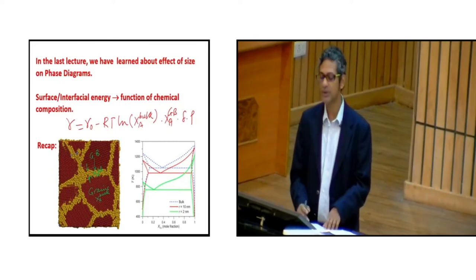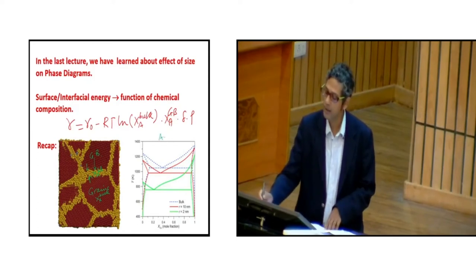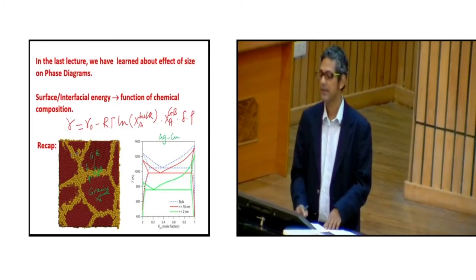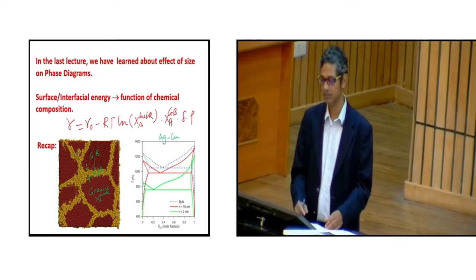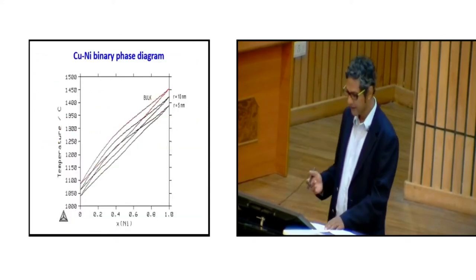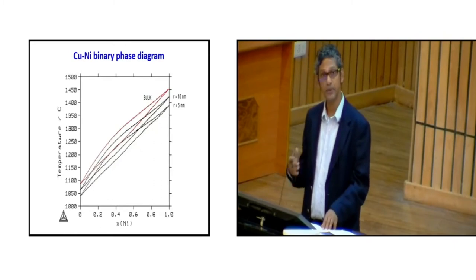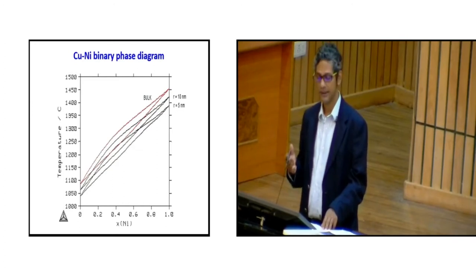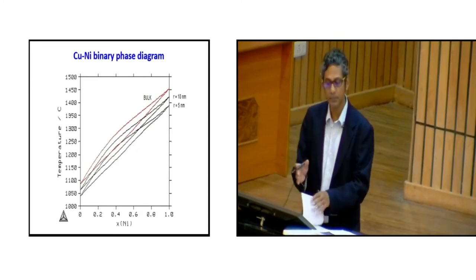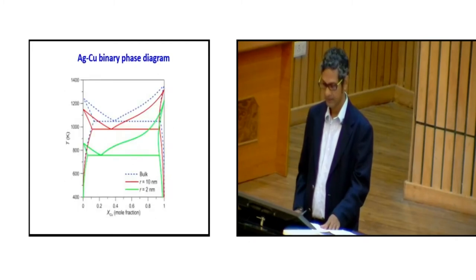On the right side, I'm showing a phase diagram between silver and copper with the effect of size, right? Effect of size means for the spherical particle with radius of 10 nanometers and 2 nanometers is shown. And there's a drastic change in the melting temperature, eutectic temperature, as well as the composition. You can see that. Copper-silver binary phase diagram I'm showing you again and again, because this is the simplest possible phase diagram in the metallic system available. That's why this aspect of the effect of size can be easily understood by looking at this simple phase diagram.